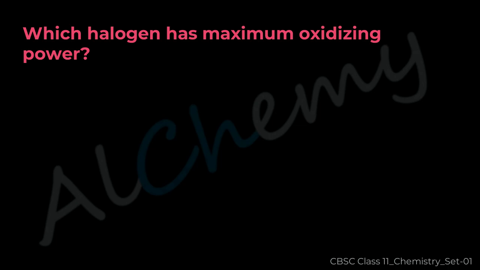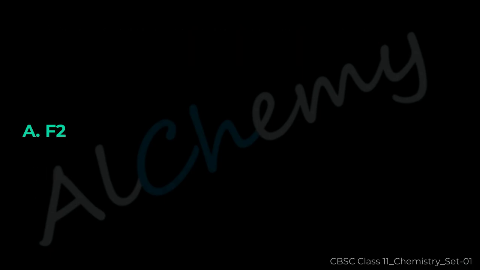Ionic. Question 40. Which halogen has maximum oxidizing power? A. F2, B. Cl2, C. Br2, D. I2. The correct answer is A.